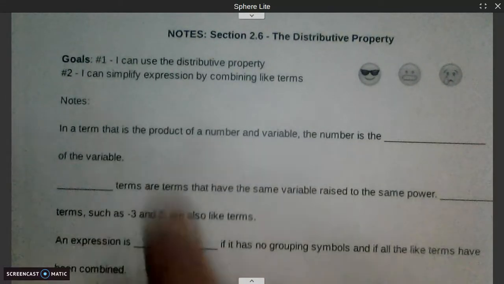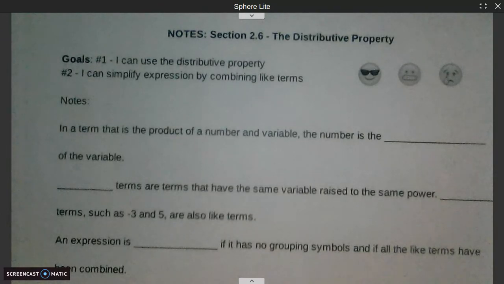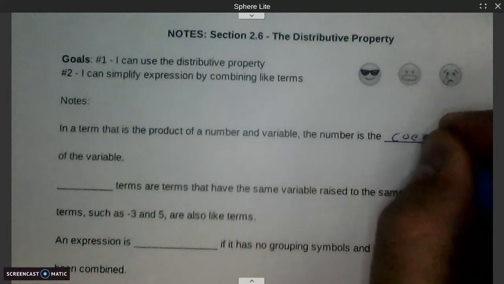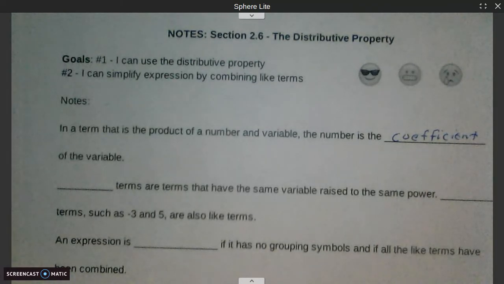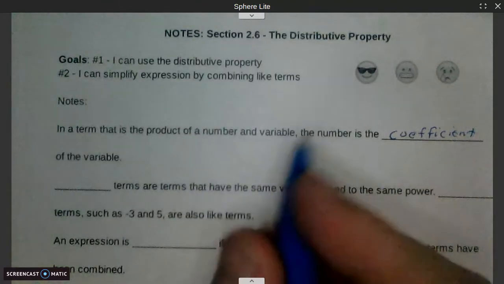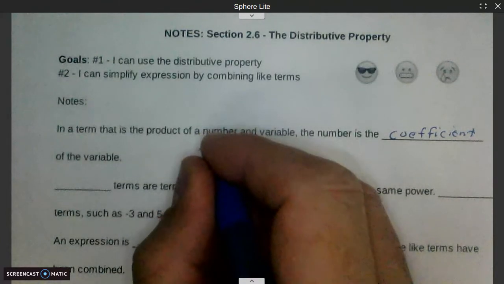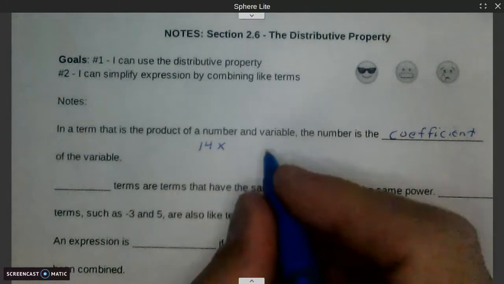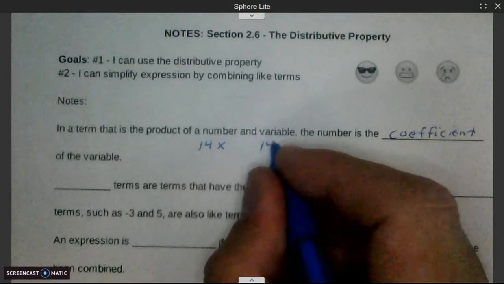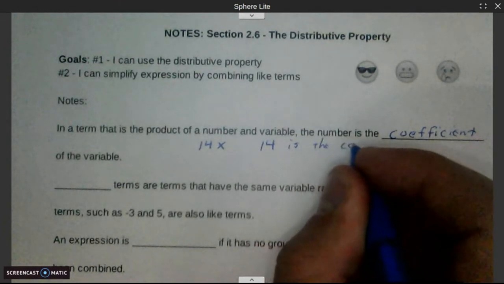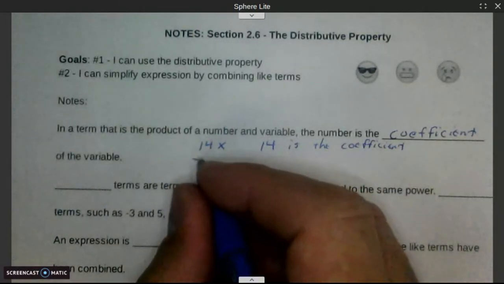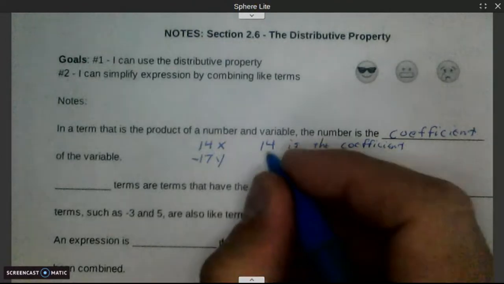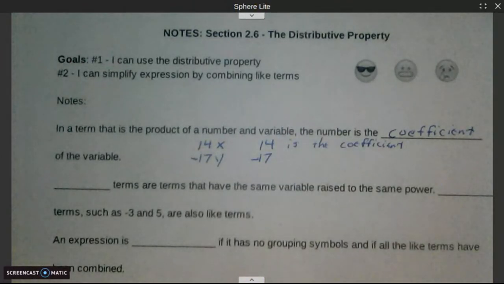So the first thing we want to have is a term that is the product of a number and a variable. The number is the coefficient of the variable. For example, if I have 14x, then 14 is the coefficient. If I have negative 17y, then negative 17 is the coefficient.